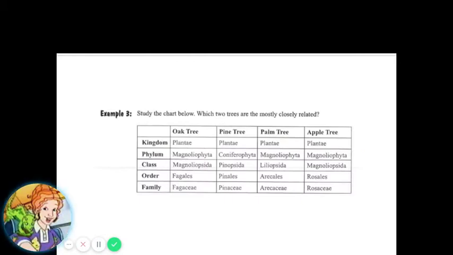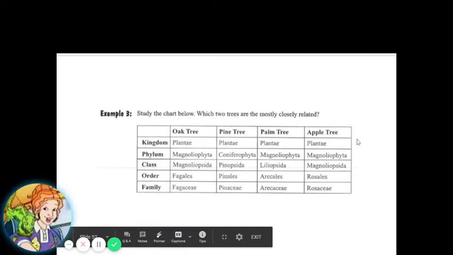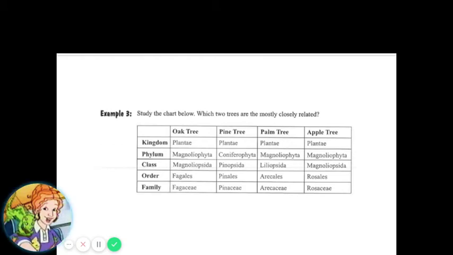So here's another sample question. It says, study the chart below. Which two trees are the most closely related? So again, you're going to start at the top. They're all trees, so they're all plants. And now in the phylums, we have 3 that are magnolia phylum, and then we have 1 conifer. Remember, a conifer has cones. So we have to keep going. And then we've got 2 here that are in the same class, and those are going to be the most closely related. So that's the apple tree and the oak tree.